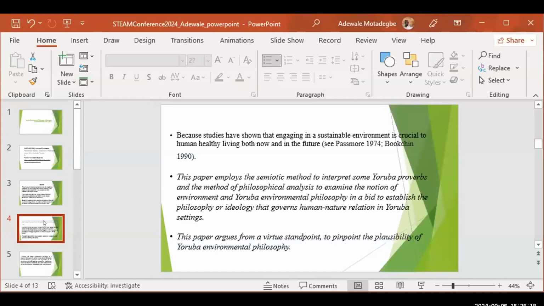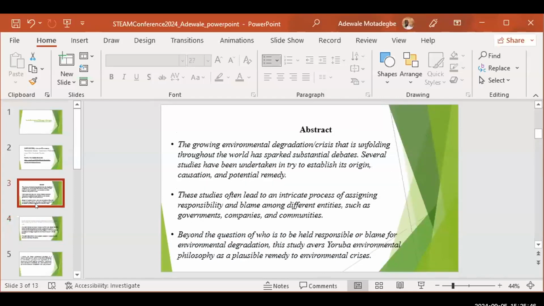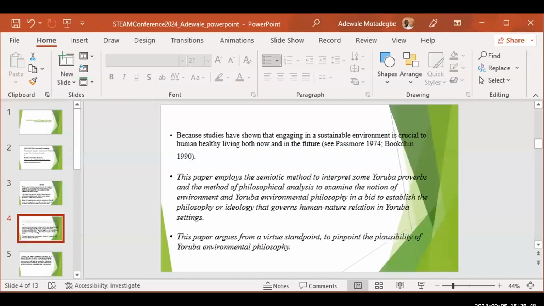So what I do in this study is to employ the method of semiotics to interpret some Yoruba proverbs and the method of philosophical analysis to examine the notion of philosophy, to establish the philosophy or ideology that governs the human-nature relation in Yoruba settings. I believe based on findings that there are several studies that govern human nature relationship with the society. Several studies have established that.